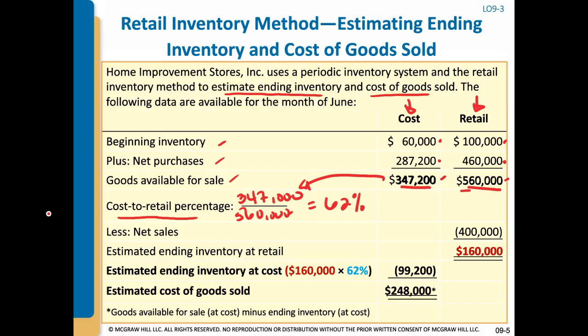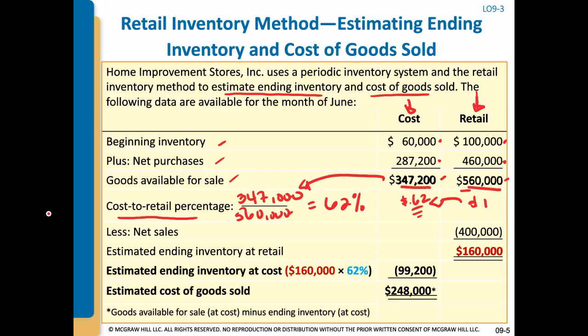So that tells us that for every $1 of goods available for sale at retail price, we're going to estimate it cost us 62 cents to get that good. So that's what that means. Then we're going to focus on this retail column. We have our goods available for sale amount.